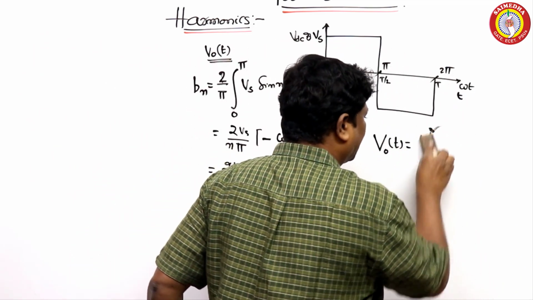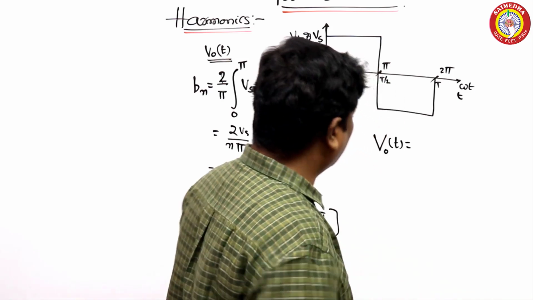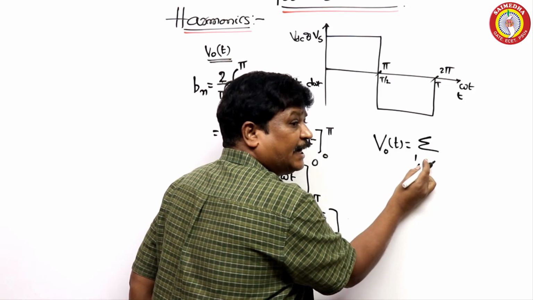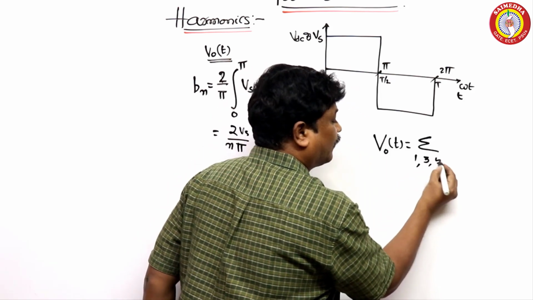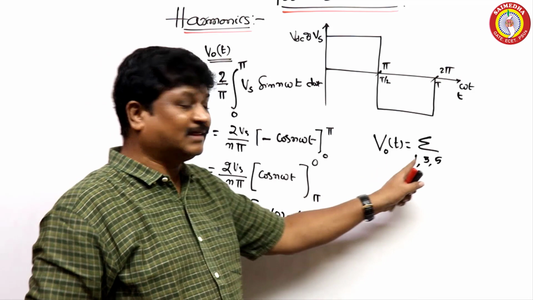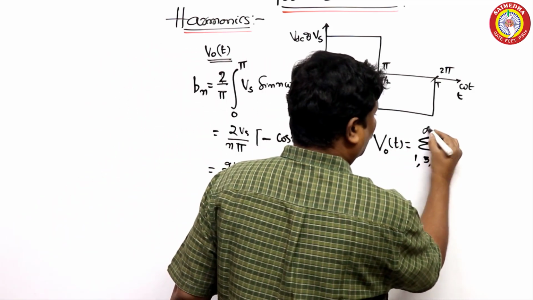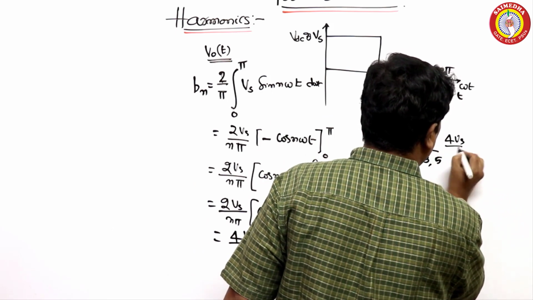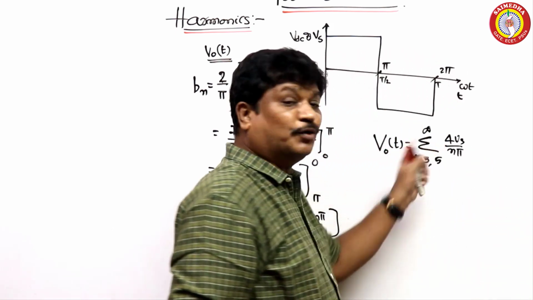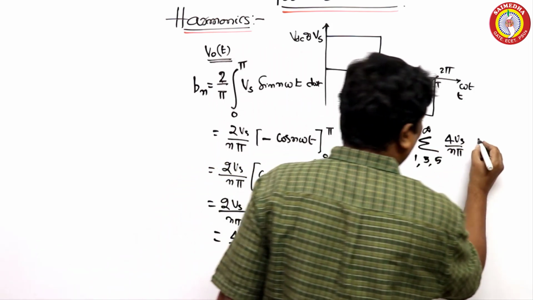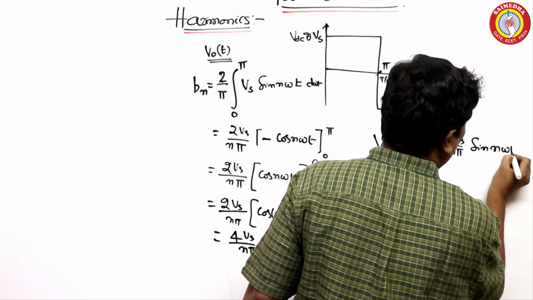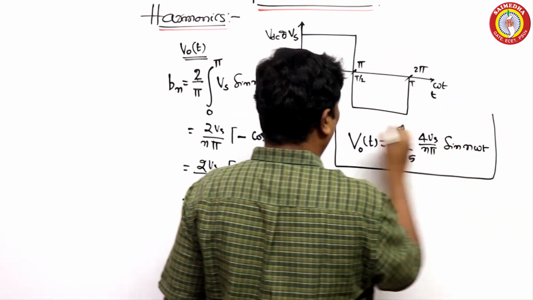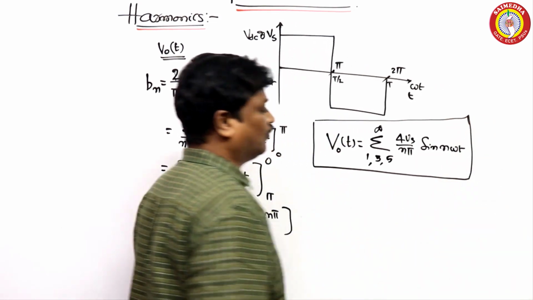V naught of t, this is not Bn, we are calculating. V naught of t is equal to sigma, what we have to write here? 1, 3, 5, because there are no even terms, 1, 3, 5 up to infinity. What is your Bn? Bn we already calculated as 4 Vs by n pi. It should be multiplied with sin n omega t. This is your output voltage expression for this particular waveform.